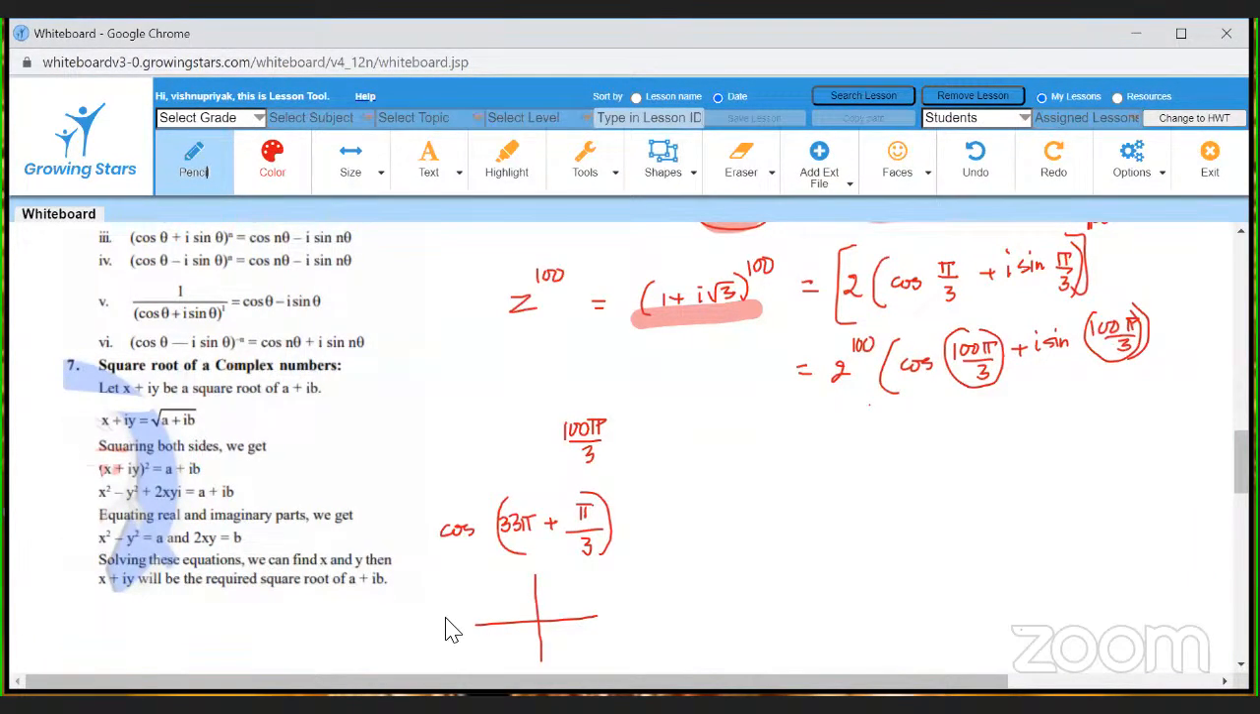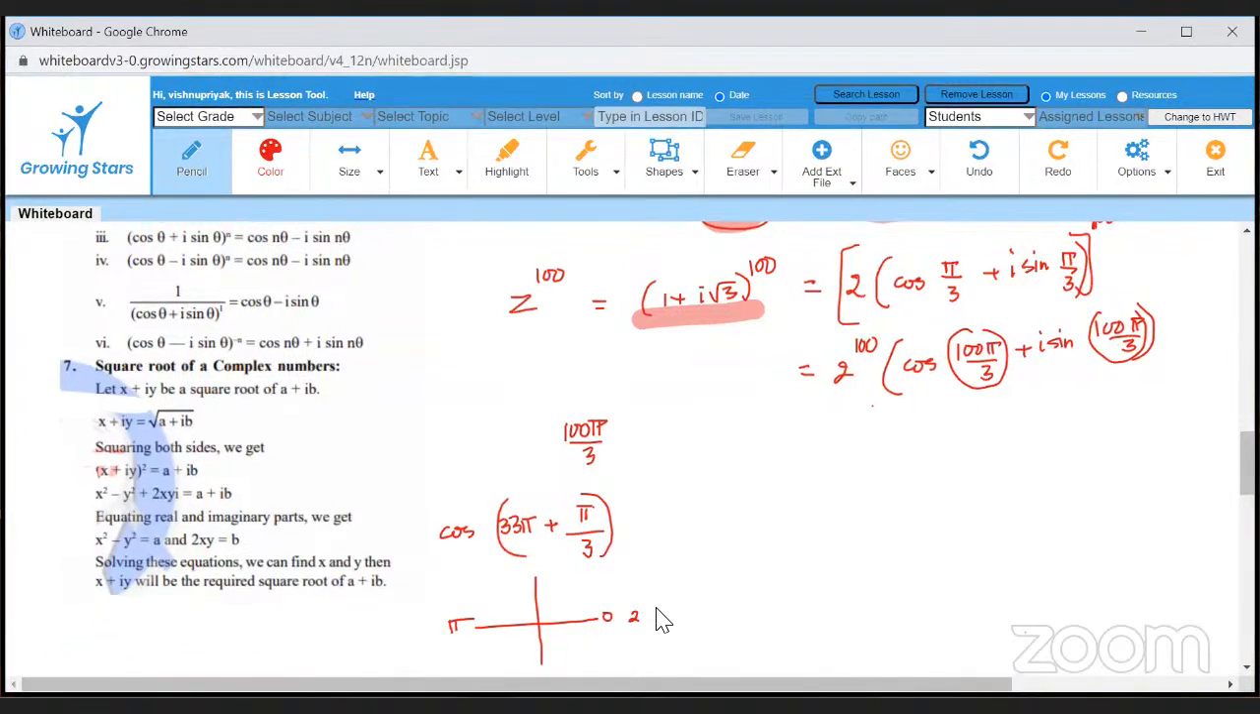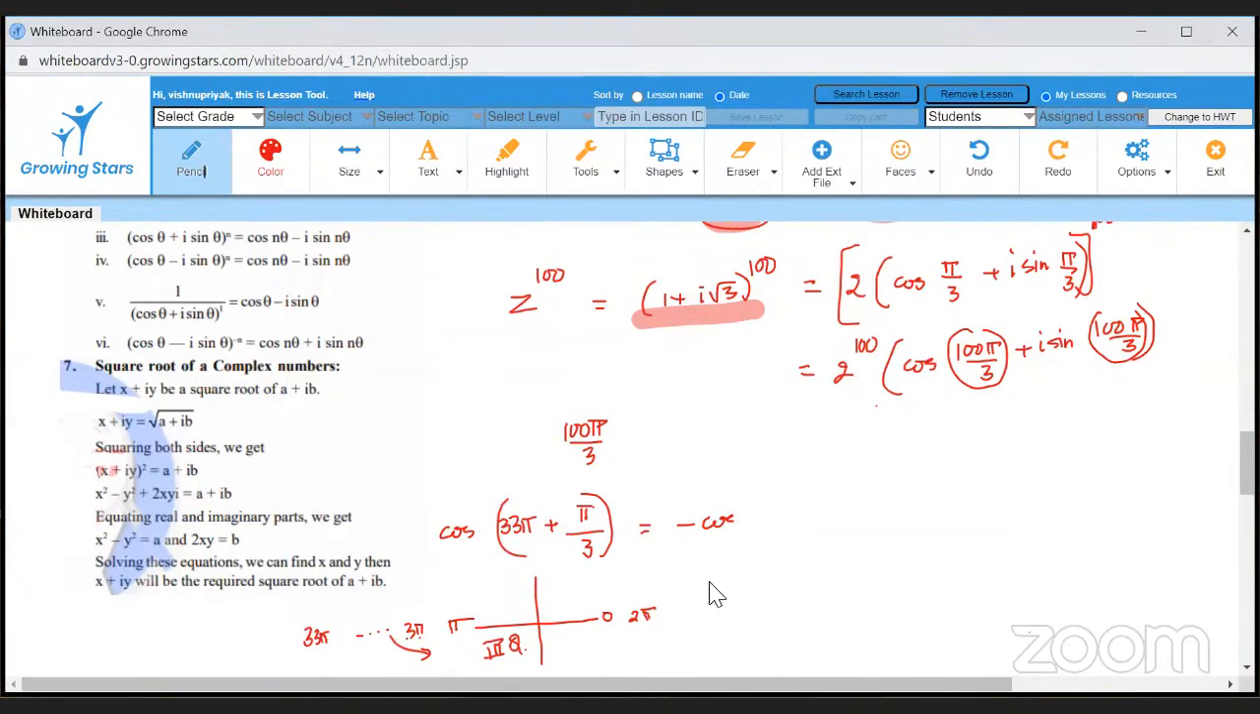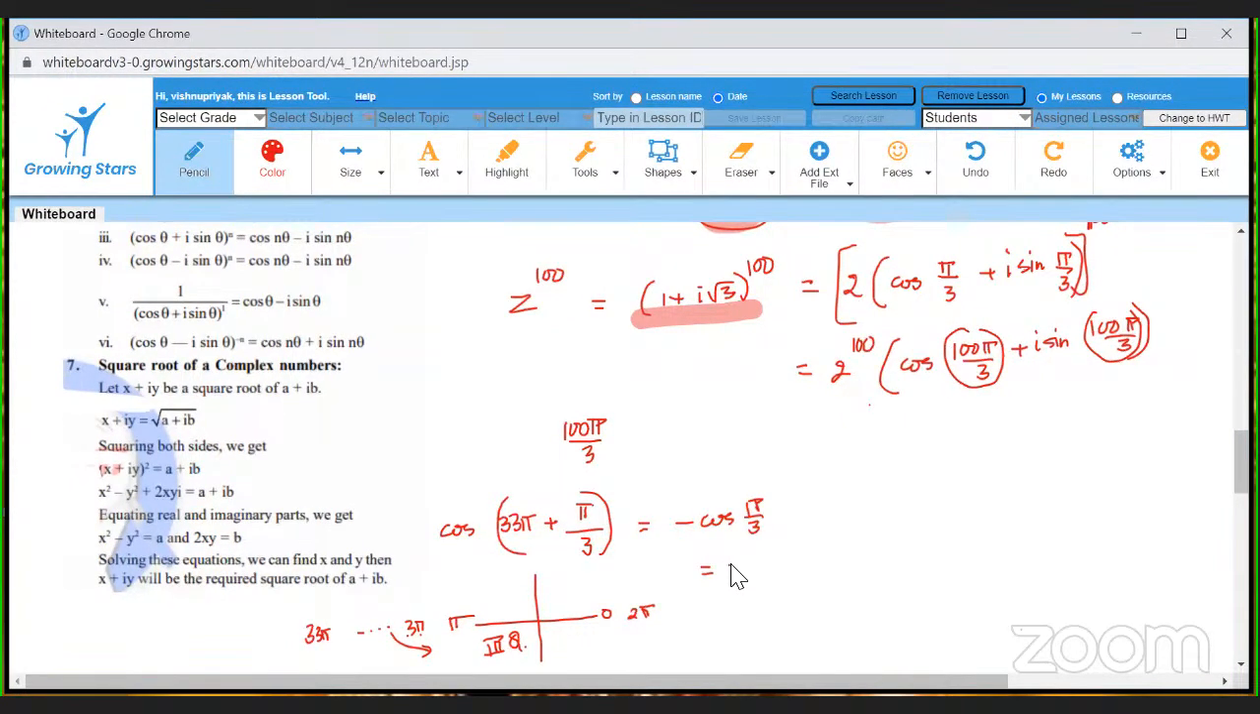See, 0 is here, pi is here, 2 pi is here. All odd pi's will be here. 33 pi will be on this side. So 33 pi plus pi by 3 means the third quadrant. You are going into the third quadrant, where cos will be negative. Negative cos pi by 3, negative cos 60 is negative half. So 2 power 100 times minus 1 by 2.